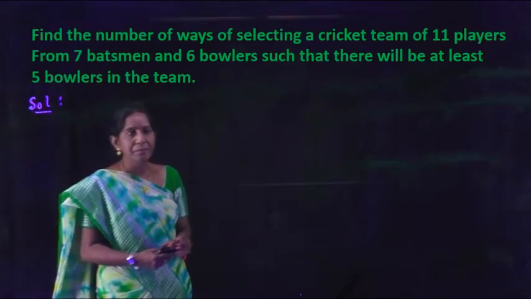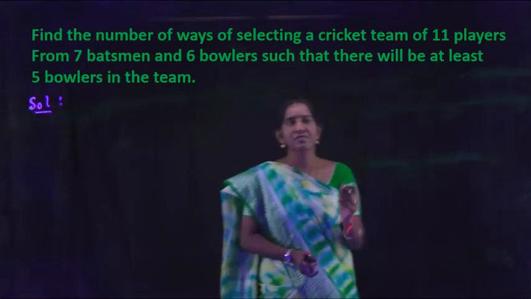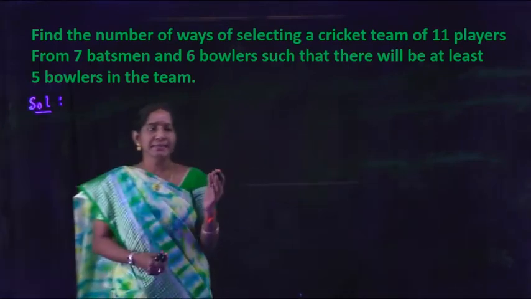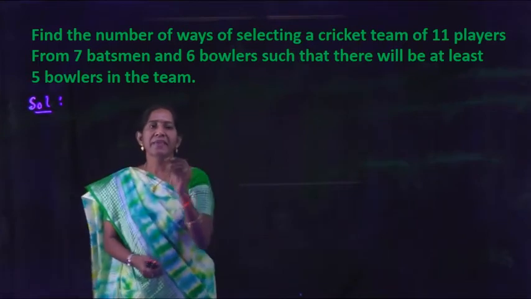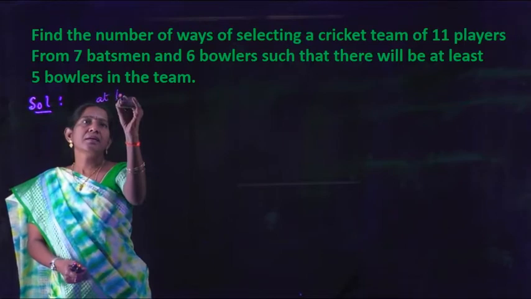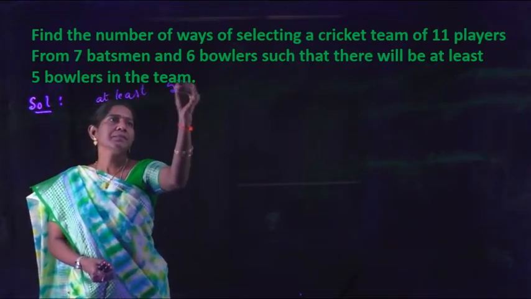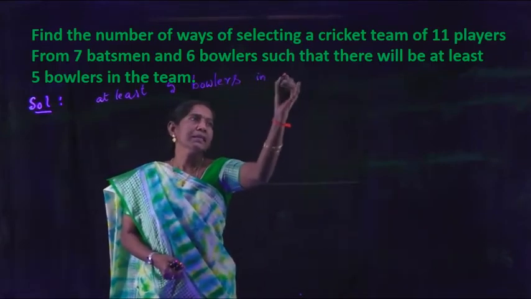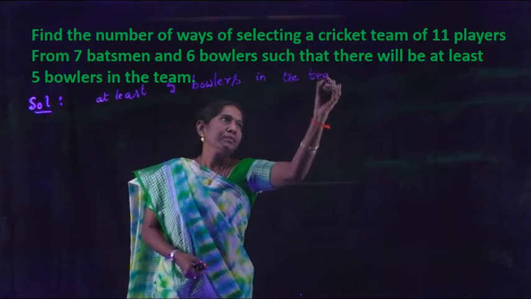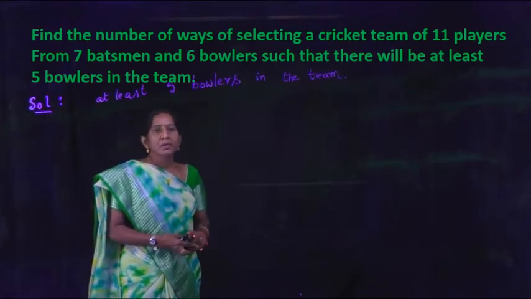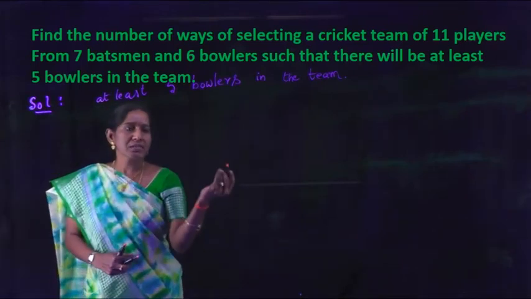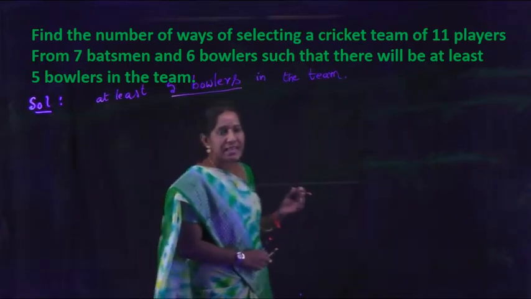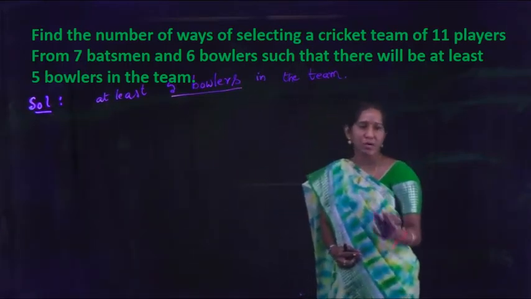See the next problem. Find the number of ways of selecting a cricket team of 11 players from 7 batsmen and 6 bowlers such that there will be at least 5 bowlers in the team. So, 7 batsmen and 6 bowlers are there. There will be at least 5 bowlers. That means we can select 5 bowlers or 6 bowlers.